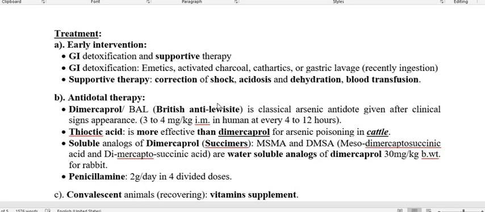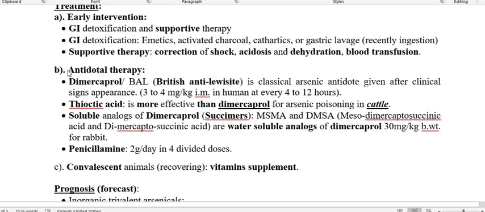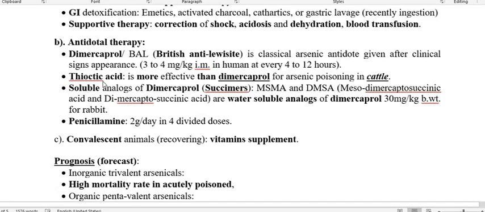Also, you have to correct the shock. You have to treat the dehydration. You have to treat with blood transfusion if needed. So these all come under the supportive therapy, which is a non-specific therapy. Now we have to go through the specific therapy of arsenic poisoning, and the specific therapy of arsenic poisoning is also called antidotal therapy.